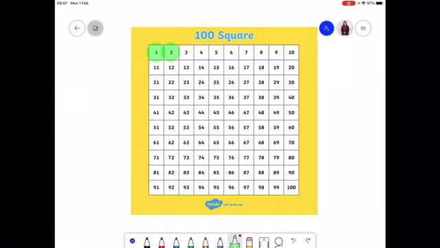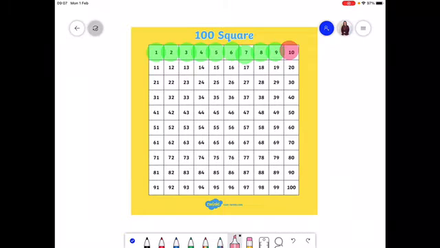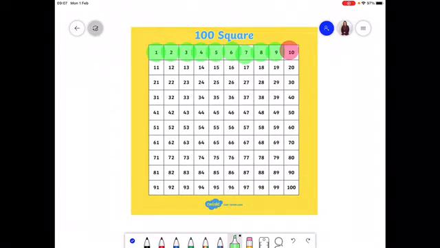1, 2, 3, 4, 5, 6, 7, 8, 9. And for number 10, I'm going to actually change it to pink. 10. Okay. Right, let's see what happens if I count on another 10 numbers. 1, 2, 3, 4, 5, 6, 7, 8, 9, and I'm going to change to pink again. 10. Oh, so we had 10, and now we've got to number 20, haven't we? Let's see what happens if I count another 10.